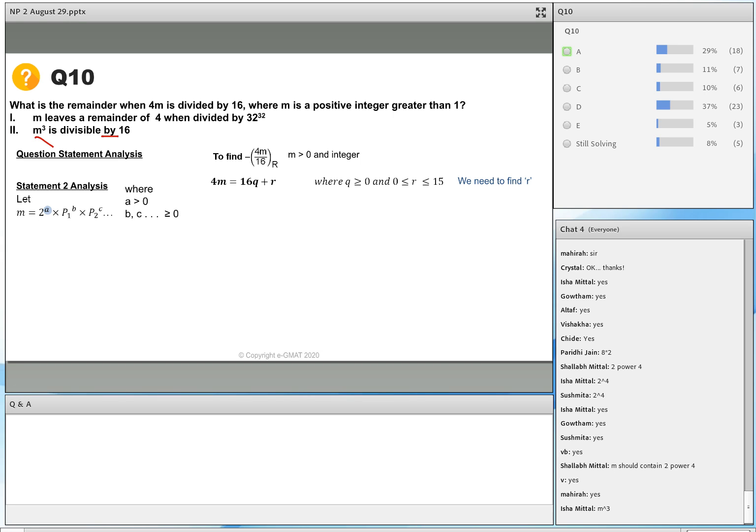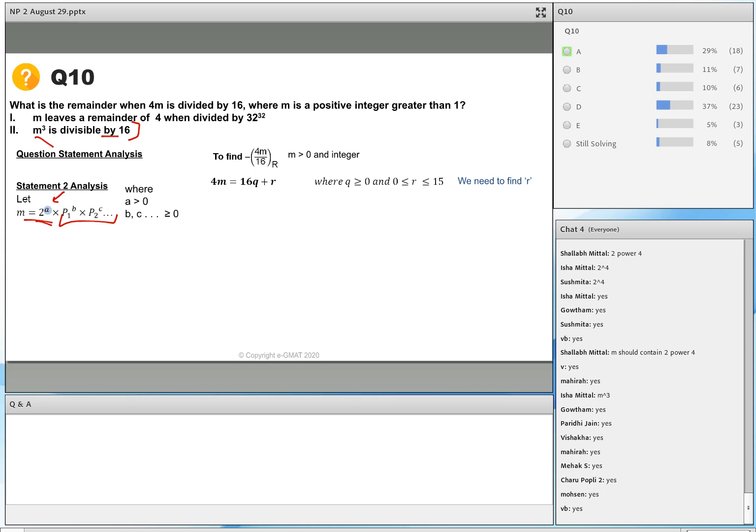So if m cube contains a power of 2, m has to contain a power of 2, yes or no? Right? Yes. Perfect. So m has a certain power. I'm not very interested in knowing what other powers I have over here. Not at all interested. I'm just interested in 2 over here, because the second statement provides me information with respect to 2 only.